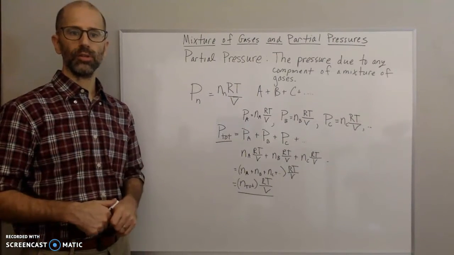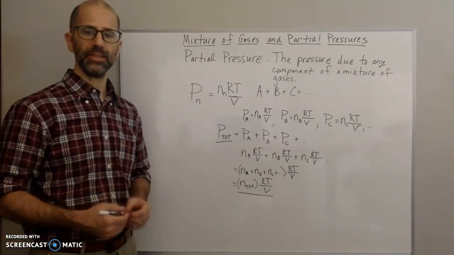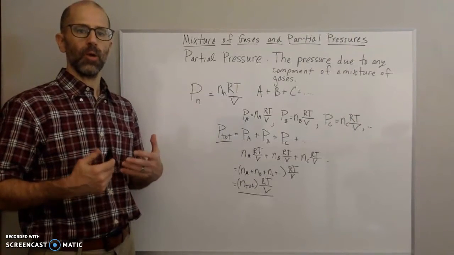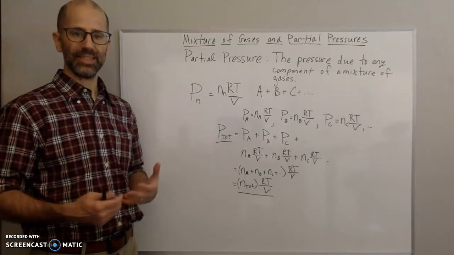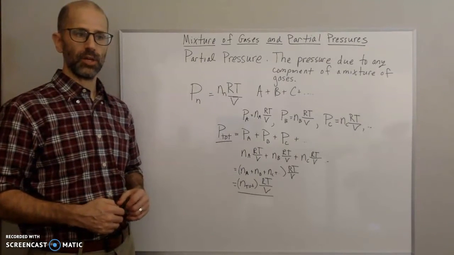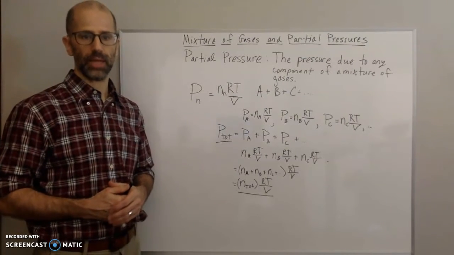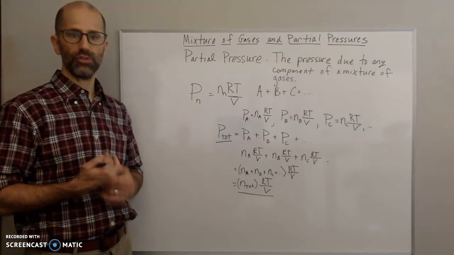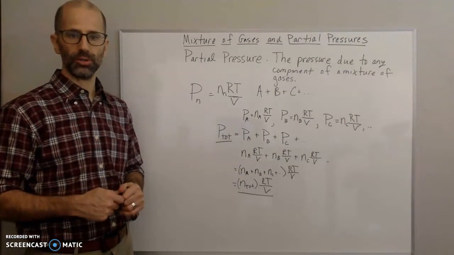I'm Mr. Cobalt, and in this video we're going to talk about mixtures of gases and partial pressures. One of the things we need to keep in mind is that when we're talking about ideal gases, there are some characteristics or assumptions that we make. The one assumption is that there are no interactions between the particles.